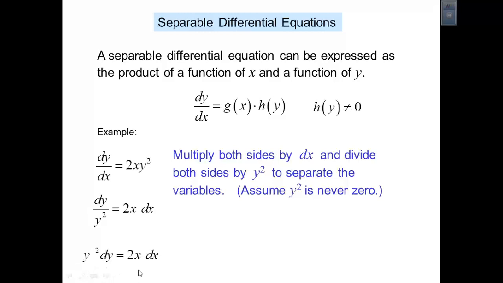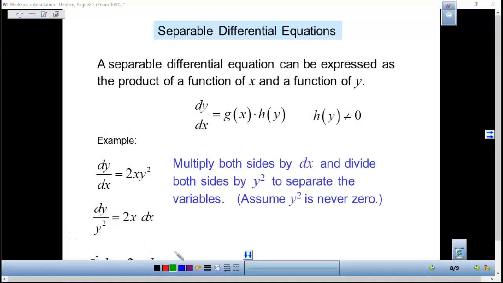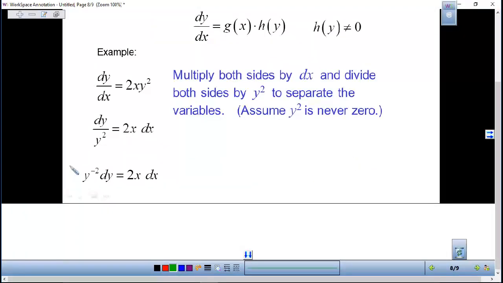Now, hopefully this looks a little familiar, and it sets your spidey sense off here. It should, because then all we're going to do is integrate both sides. When we integrate both sides, it's going to get rid of the dy and the dx so that we can actually solve this.